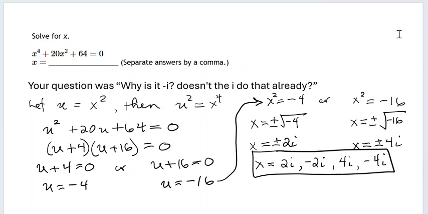I'm not quite sure exactly what your question is, but the i is involved because it's a square root of a negative number. We still have to use the square root property at this point right here, and therefore that's why we get both a plus and a minus 2i and a plus and minus 4i.